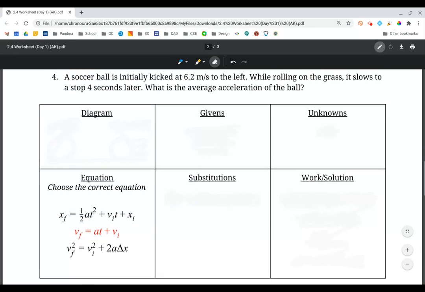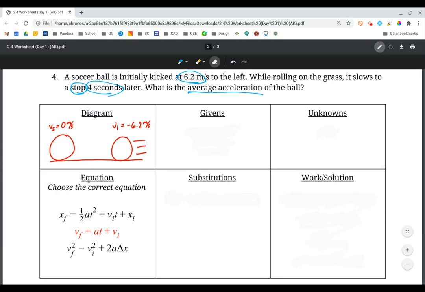For number 4, we've got a soccer ball that's initially kicked at 6.2 meters per second to the left. It's rolling on the grass, it slows down, and then it stops 4 seconds later. And we're asking what's the average acceleration. So here is my drawing of the ball. It starts on the right side where it's moving to the left, and then at the left side it's stopped.